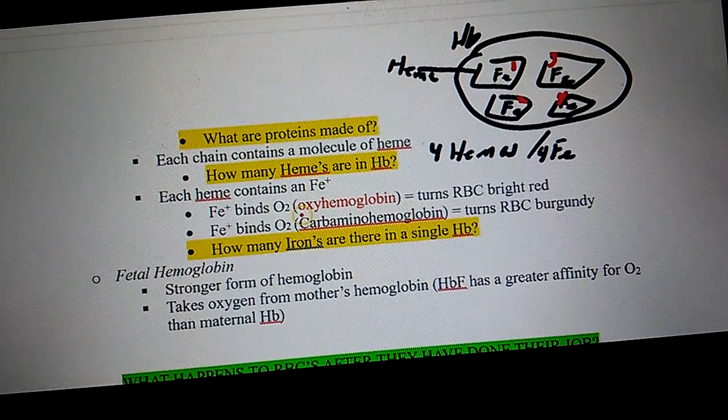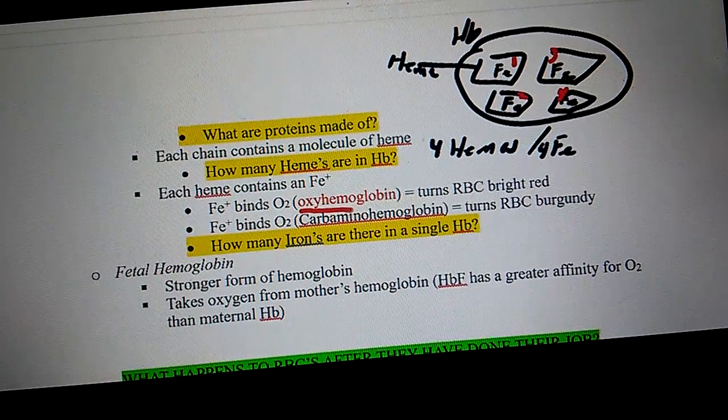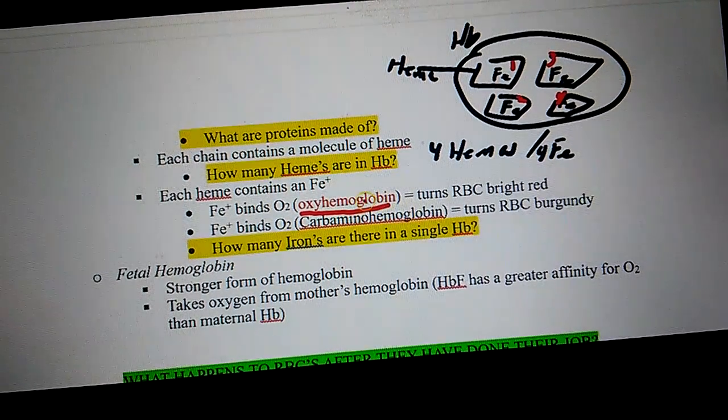What do you call it when oxygen is bound to heme and iron? Oxyhemoglobin.